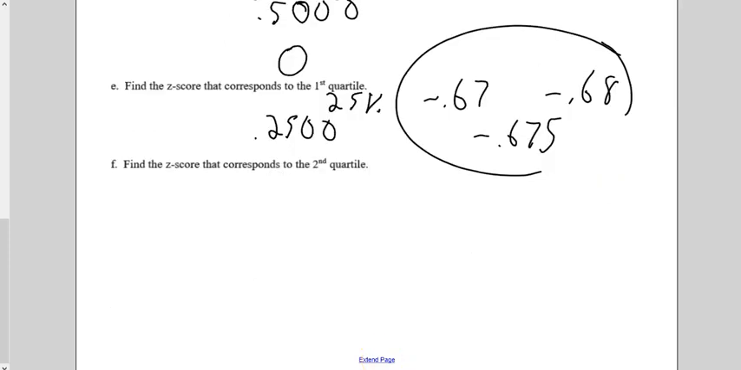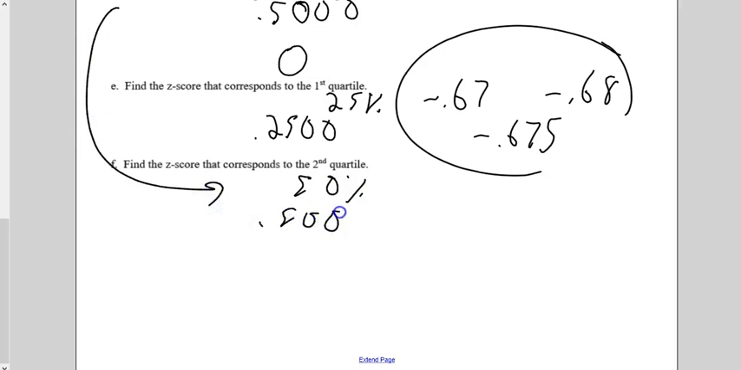Now the second quartile would be 25 and 25, so 50%, which we've already answered up here. That's 0.5000, and that's going to be a z-score of 0. That's the middle.